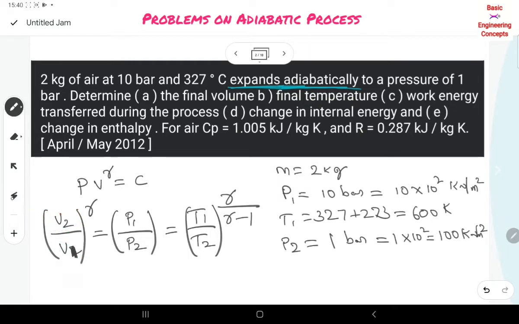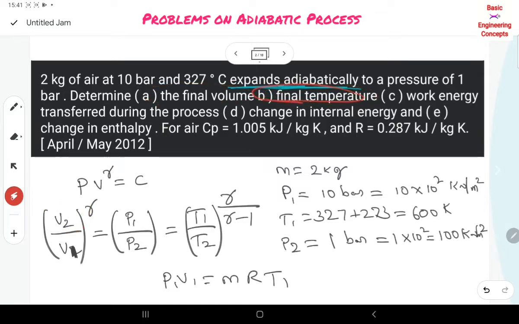The general equation is PV, that is P1 V1 is equal to m R T1. Here the mass is 2 kg, R is given, and T1 is given. Once V1 is calculated, as P1, m, R and T1 are given, you put this V1 in the relation and you can get V2. That gives the final volume.